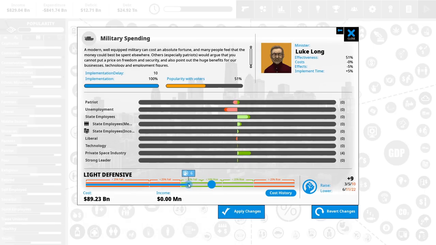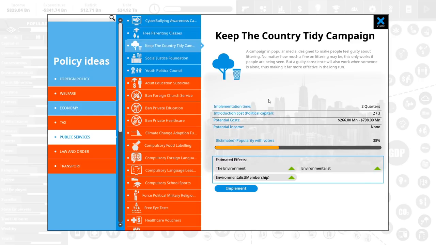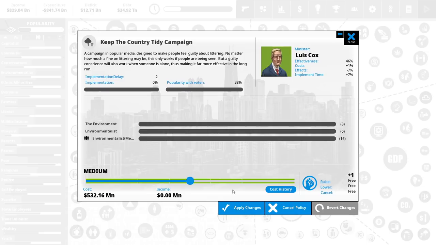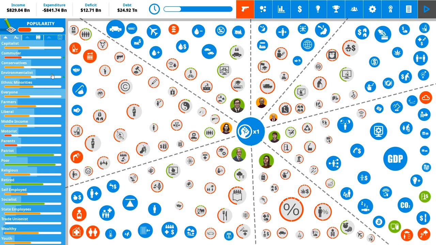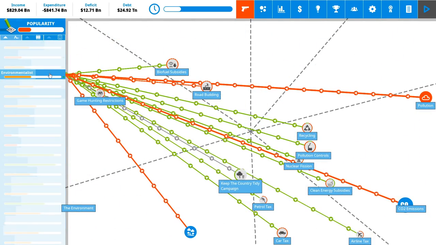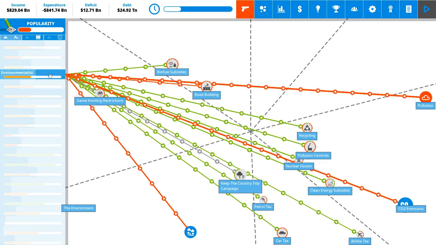Okay, I know we said we weren't going to lower this any further, but to be honest, we do kind of need to. And we're going to use that to pay for a beautiful Keep the Country Tidy campaign. So put your flipping rubbish in the bin, you bastards. That's going to be good for the environment. The environmentalists are going to love it. And there's a lot of them, and they're liking me more and more as pollution goes down.